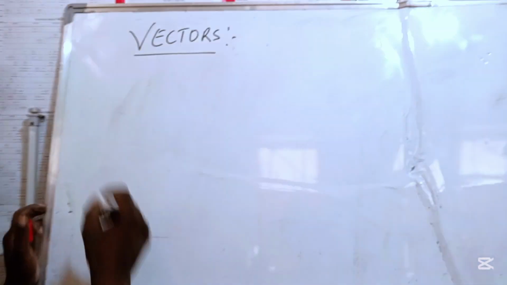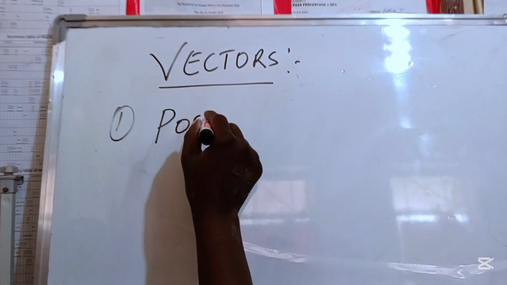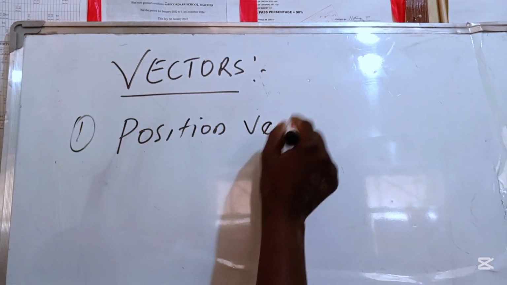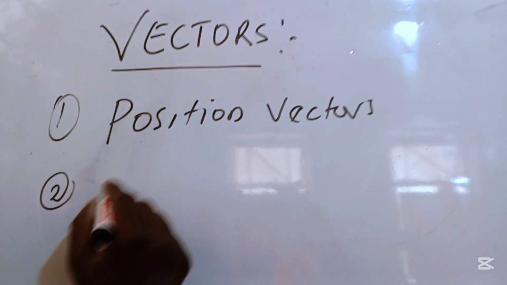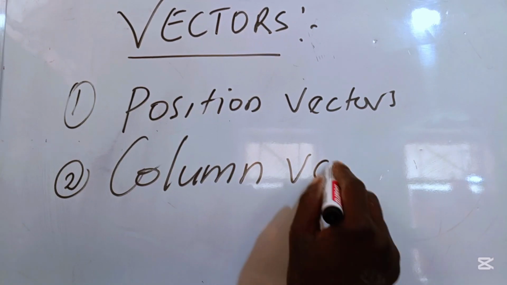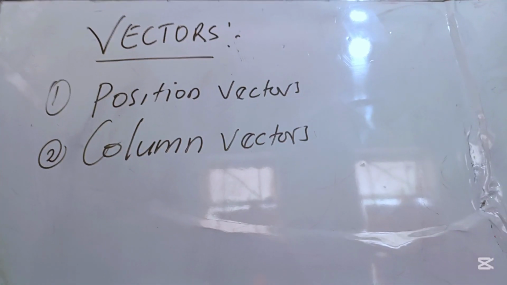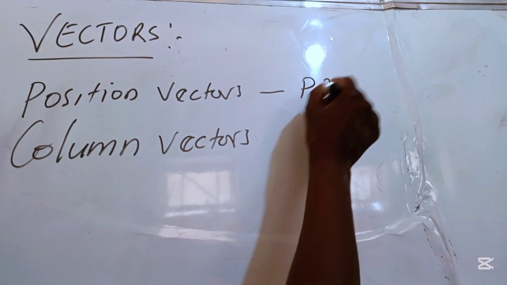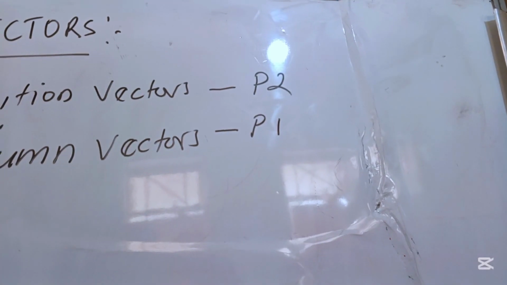These are position vectors. And we have got the column vectors. So these basically are the two vectors which are there in the paper. Normally the first one is found in paper 2, and the second one is found in paper 1.